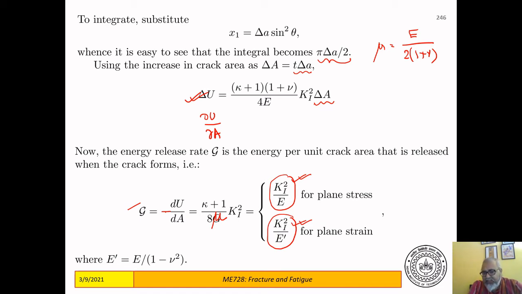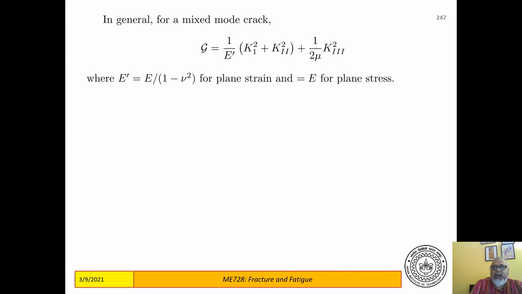Now, this is only for mode 1. If you do it for other modes, then you can show that G is actually a combination of mode 1, mode 2, and mode 3 stress intensity factors. So the energy per unit area of crack extension is given by this for mode 1 and mode 2, plus this for mode 3. So if you have a mixed mode situation where modes 1, 2, and 3 operate simultaneously, then your G will be a combination of the three modes of stress intensity factor.